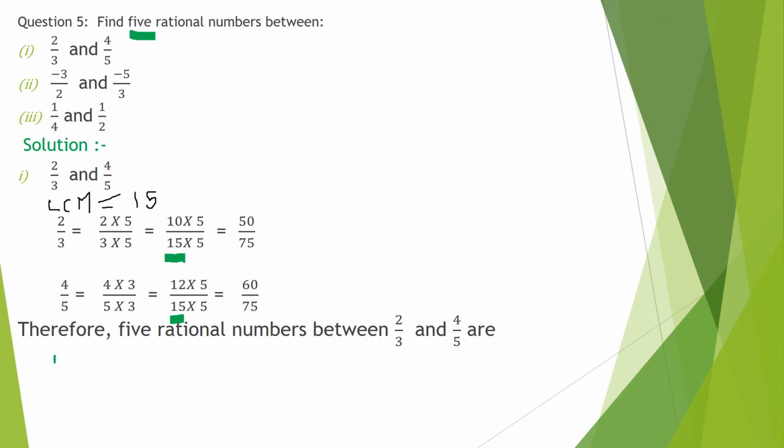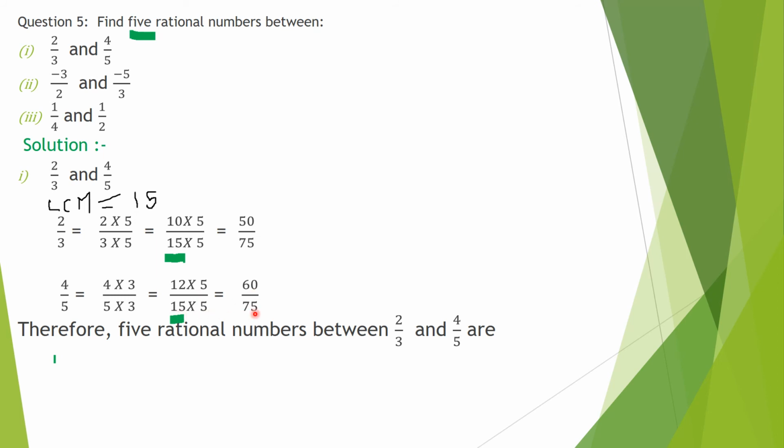Now we'll multiply it further with any number. If you want 5, you can take a little bigger number, because if you multiply with 2, it would be 20 and 24. So 20 and 24 do not have 5 rational numbers in between. So I have taken 5, or you can take 10 also to make your calculations easier. If I multiply with 5 here, I have to multiply all with 5 so that the denominator also remains the same. So 10 fives are 50 and 15 fives are 75. Similarly, 12 fives are 60 and 15 fives are 75.